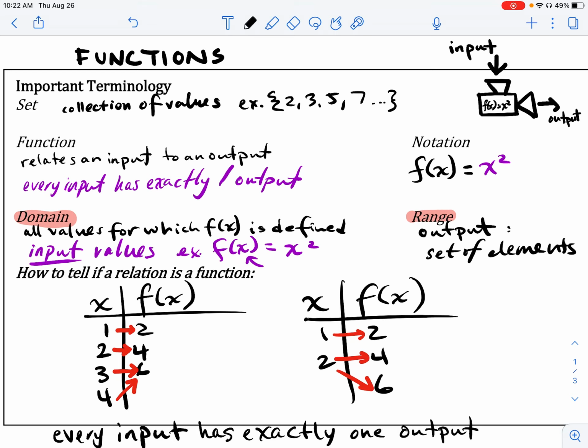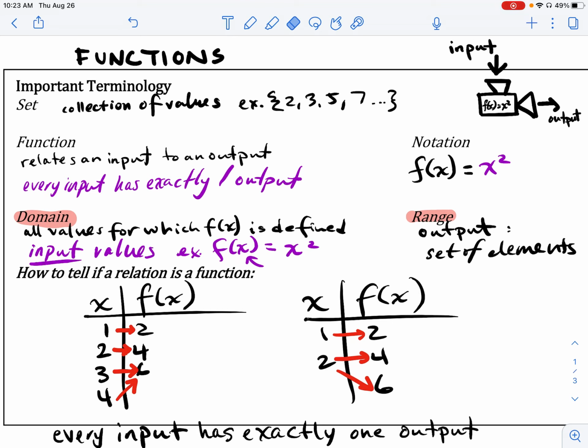So look at the first one. We see that an input of 1 results in 2. An input of 2 results in 4. An input of 3 results in 6. And an input of 4 also gives you 6. Well, in this case, is this a function? Pause the video and think about that. And the answer is yes, this actually is a function. Even though 6 appears twice as an output, both 3 and 4 give you 6, and that is fine because 3 has exactly one output, which is 6, and 4 has exactly one output, which is also 6.